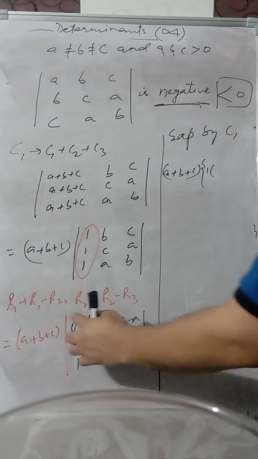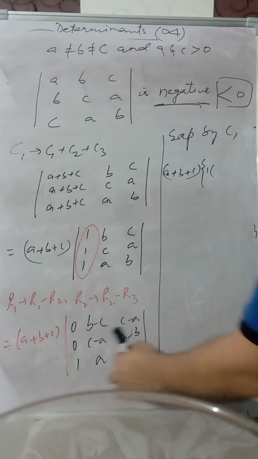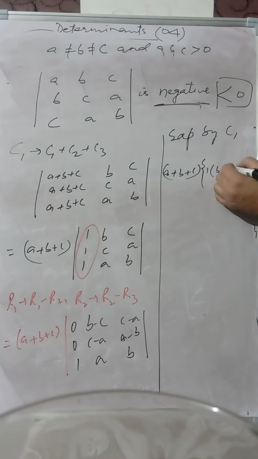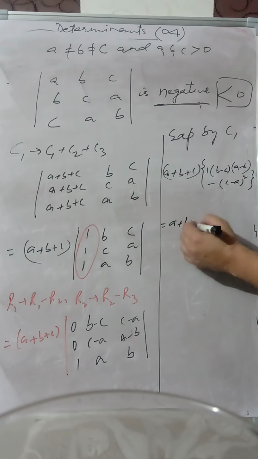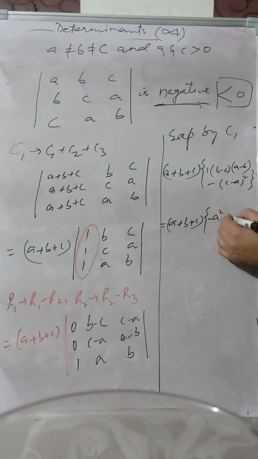Actually 1 into, ये 0 into खत्म, 0 into खत्म, ठीक है ये गया. This will be B minus C into A minus B, minus C minus A whole square. And once you solve it, it will be A plus B plus C, and here once you open the square, it will be minus A square minus B square minus C square, and this will be plus AB plus BC plus CA.